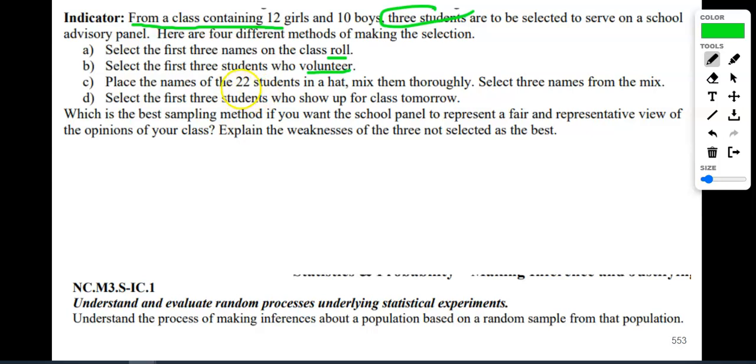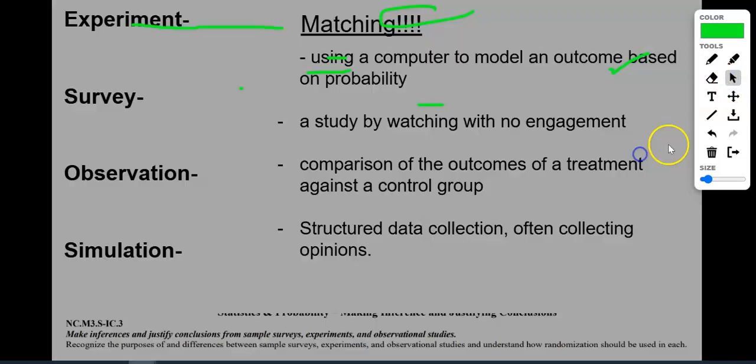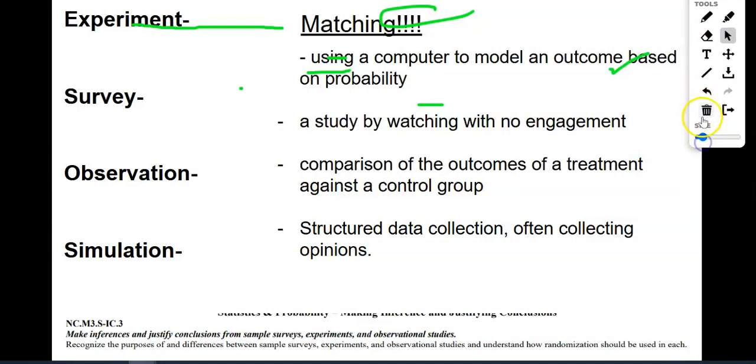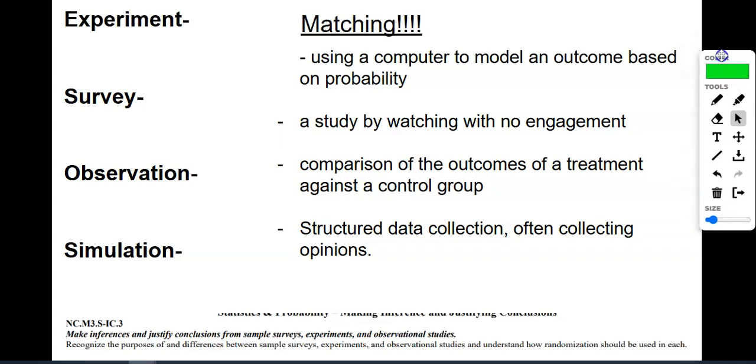Place the names of 22 students in a hat, mixing it thoroughly and selecting 3 names. That's definitely random. Selecting the first 3 students who show up to class tomorrow, again, not random. So sometimes you need to be able to identify ways to choose a random sample.